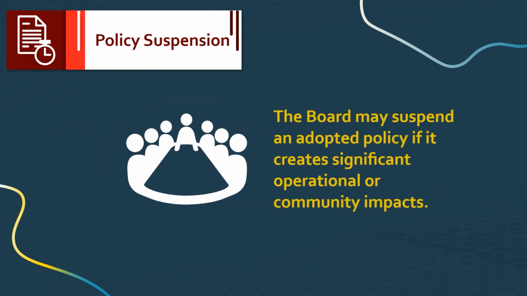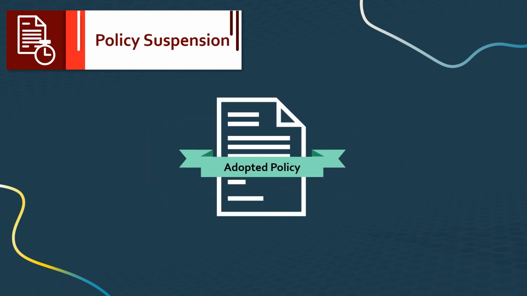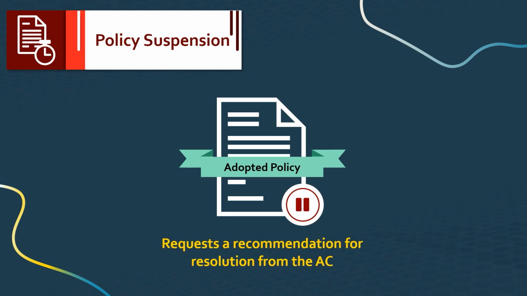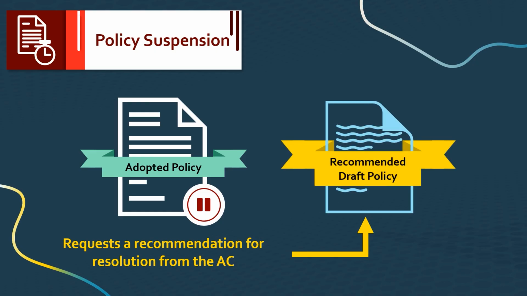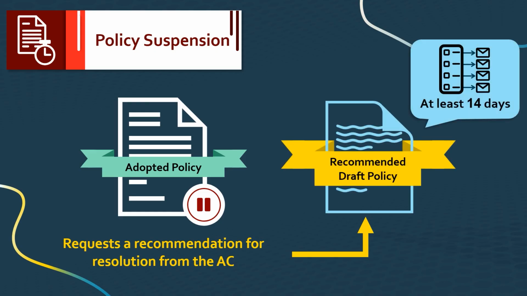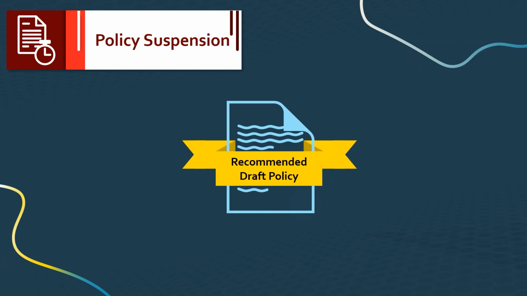Policy suspension is initiated by the Board of Trustees if an adopted policy is causing significant impediments to ARIN's management of resources or having a substantial adverse impact on the community. If the criteria are met, the board immediately suspends the policy and requests a recommendation for resolution from the AC. The AC will then develop a recommended draft policy to resolve the issue and publish it to the mailing list for at least 14 days of community feedback. After reviewing the feedback, the board may adopt and implement the new recommended draft policy immediately.